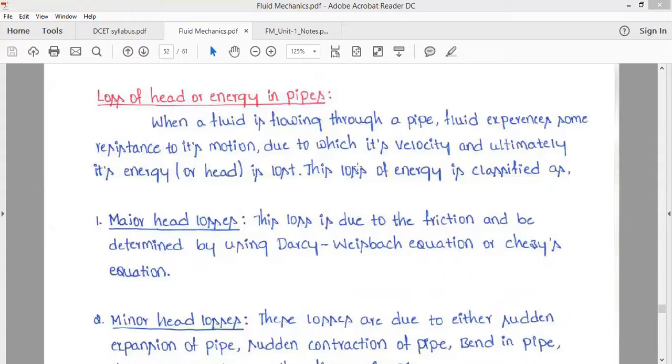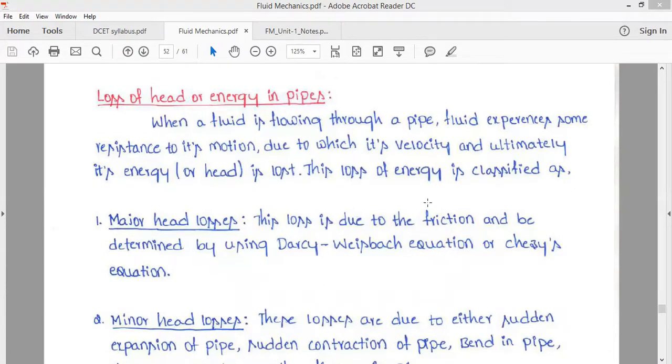Okay, let us start the next topic, that is loss of head or energy in pipes. When a fluid is flowing through a pipe, the fluid experiences some resistance to its motion because of the viscosity, right? In turn, some part of the energy present within the fluid is lost in order to overcome that resistance. Now we have two types of losses: major head losses and minor head losses.